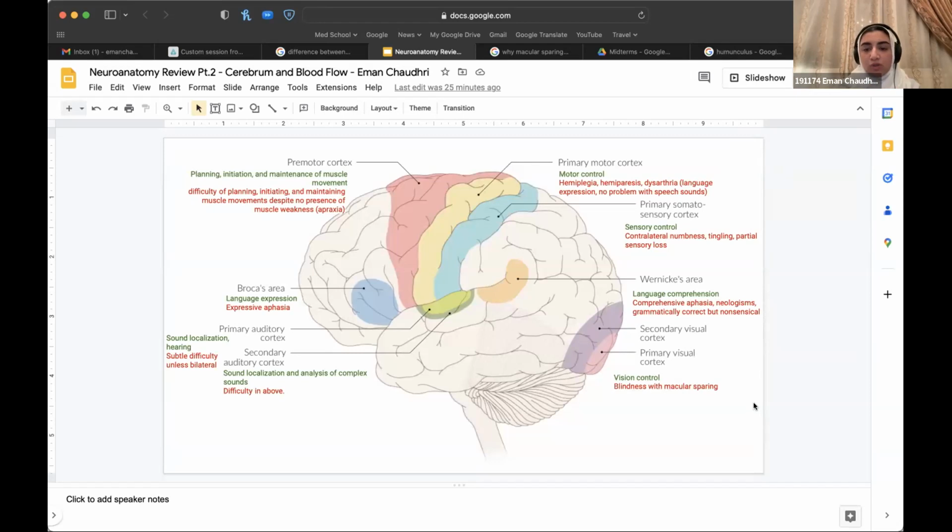Now, secondary visual cortex, primary visual cortex is vision control. So you can have blindness with macular sparing. Macular sparing occurs because there's other blood flow to the visual cortex.